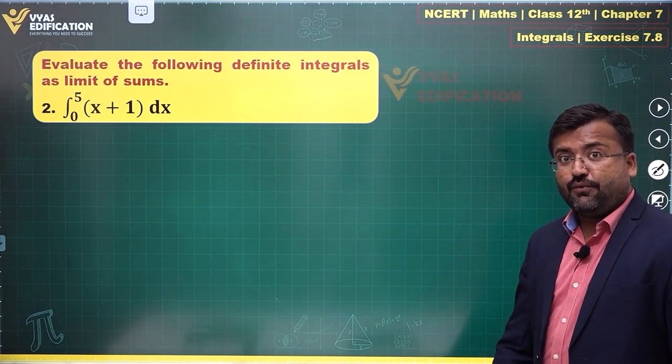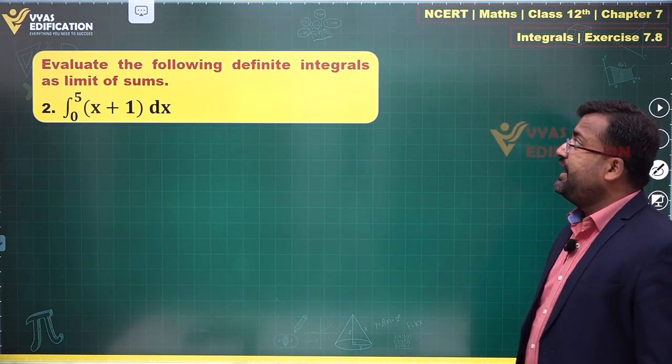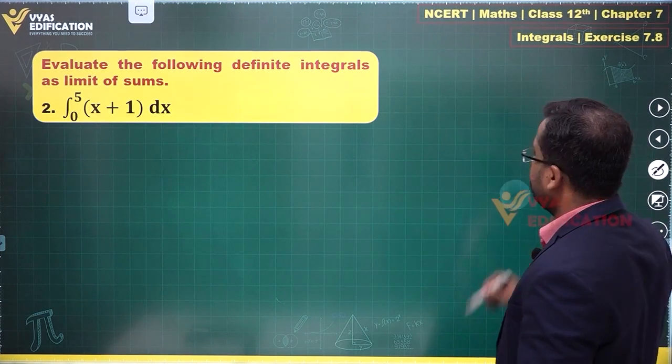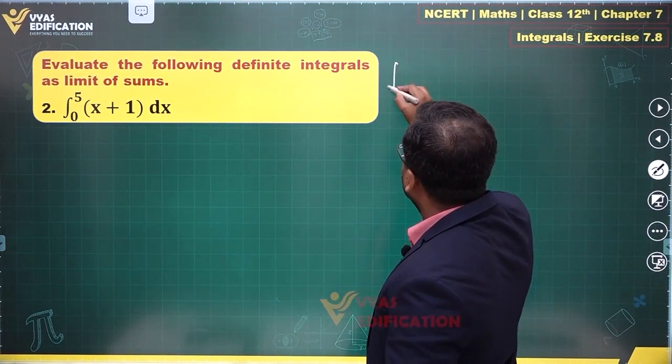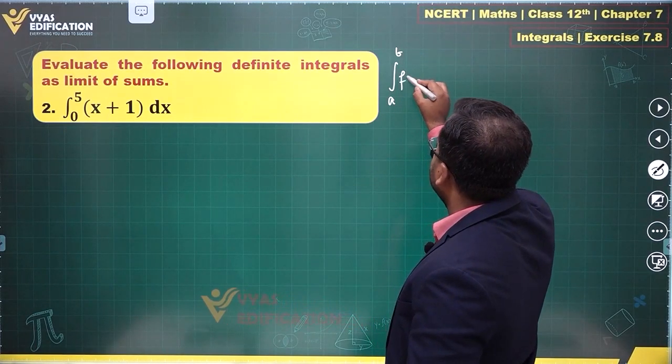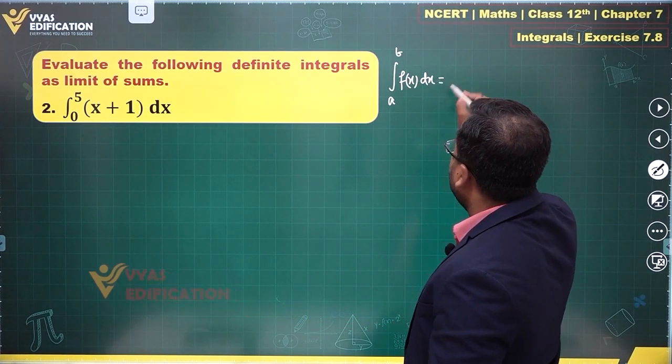Evaluate the integral from 0 to 5 of x squared plus 1, using definite integrals as the limit of sums. How do we do that? For that, we'll recall the formula first. The integral from a to b of f(x) dx is equal to what?